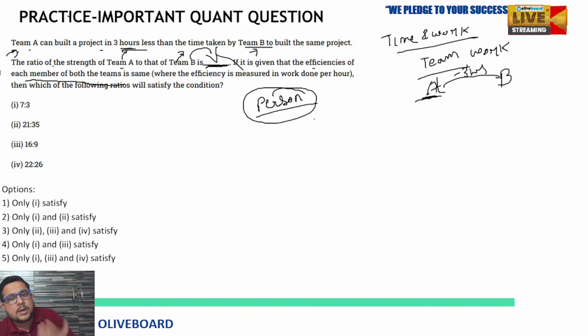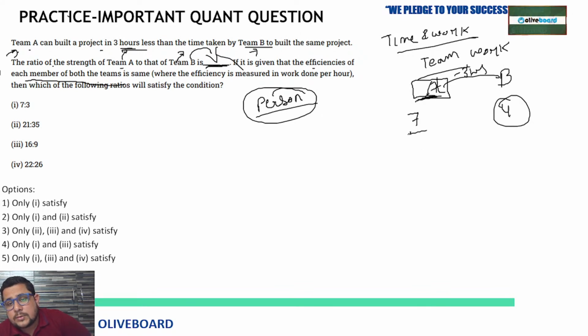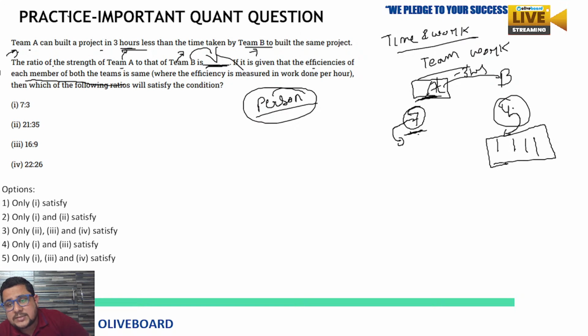Similar efficiency to the other one. So if the efficiency is the same, it means each person's unit is the same. If I say there are 7 persons, and there are 4 persons, in these 7, each person will have the same efficiency. If I talk about 4 persons, it is 1, 1, 1, 1. There are how many persons? 4 persons. 1, 2, 3, 4, you can say it like that.